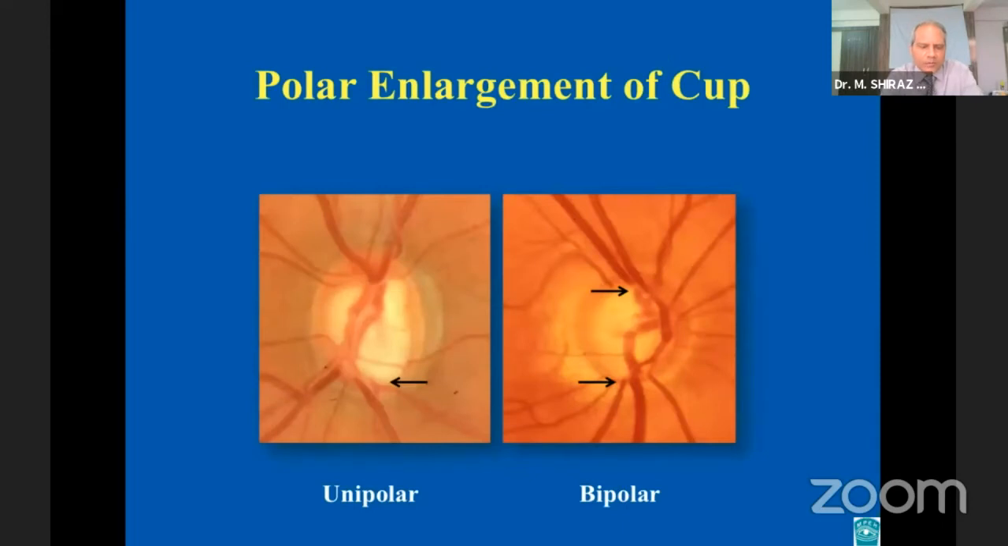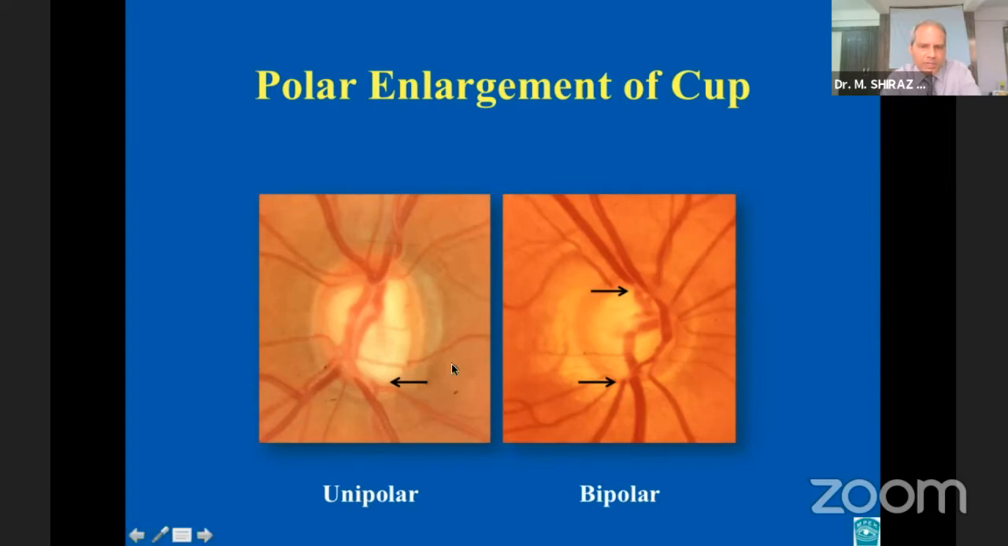There is a loss of neuroretinal rim tissue with advancement in cupping, and hence the cup enlarges. The loss of neuroretinal rim tissue can affect only one region of the optic disc, either superior or inferior, or both regions of the optic disc, both superior as well as inferior.